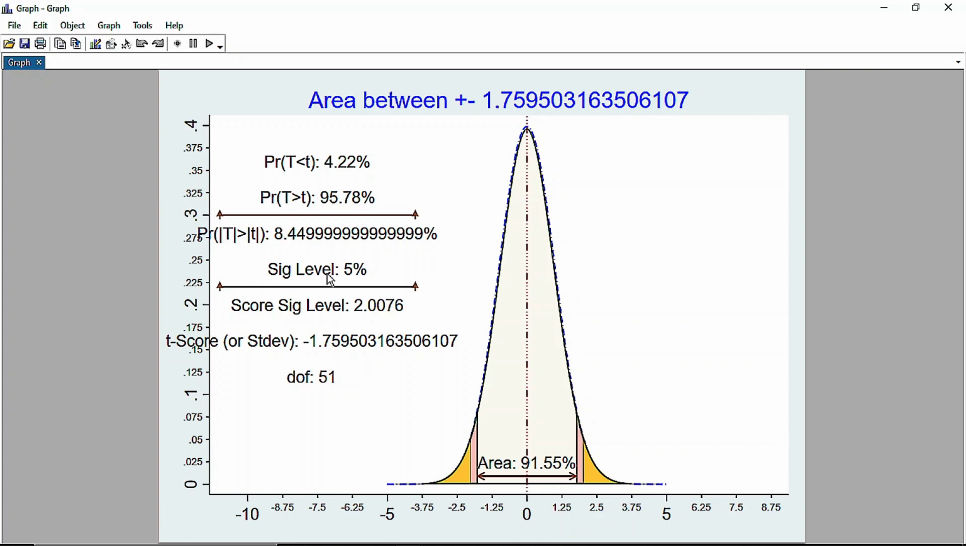And our significance level is 5%. So for the two-tail test, we fail to reject the null. For the right-tail test, we again fail to reject the null. And for the left-tail test, we reject the null because the p-value is less than our significance level. And we conclude that the average of the second sample is greater than the average of the first sample.